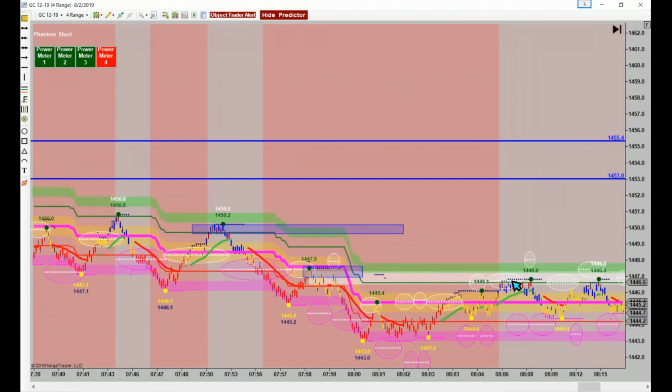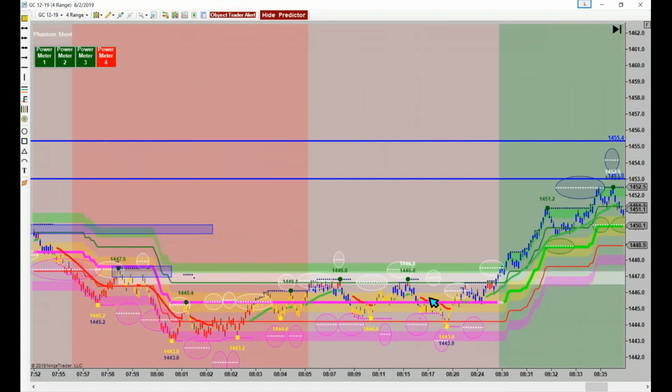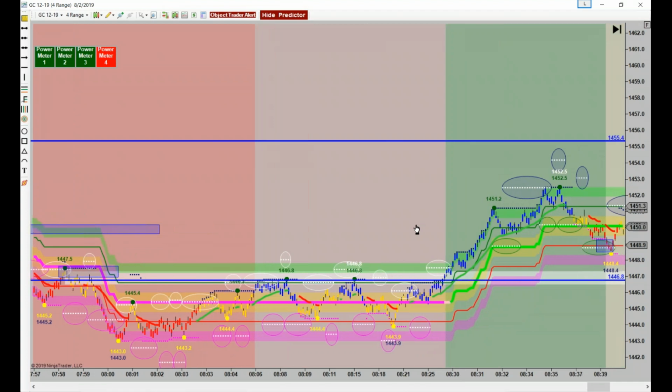And then there was others here. That's easily a $200 to $300 trade. Another one here, and then this trade was called when it broke this, and that turned out to be a monster to the upside.